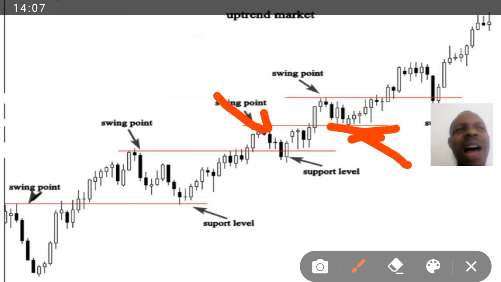Support is when price is going down and it suddenly reverses, that's what we call support. While resistance is when price was going up, then suddenly it reverses and starts going down. That point where it reverses and starts going down is what we call resistance. So you can see it was a resistance here and a support here.